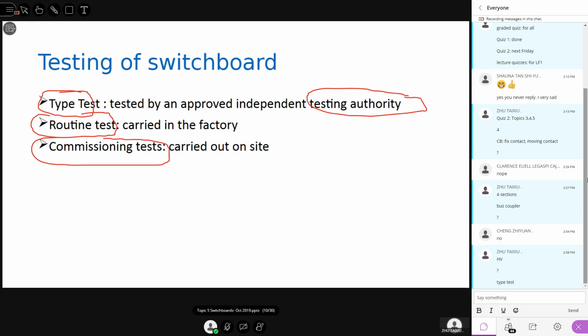Later on we have more on the type test details. Now the other one is the routine test. This routine test is carried out in the manufacturer's factory.